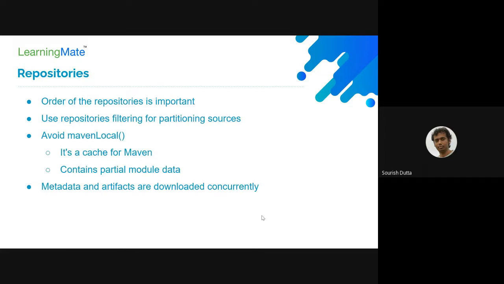Now, repositories are important because the order of the repositories in which the download needs to be completed is looked into. And then repositories can also be used to restrict a certain dependency to be downloaded from a certain repository. Okay. And it is possible that we can choose to download from Maven local, but Maven local is not a repository, it is basically a cache from Maven which may have a partial model. And the metadata and artifacts are downloaded concurrently. So after metadata resolution, the artifacts and metadata can be downloaded in parallel also.